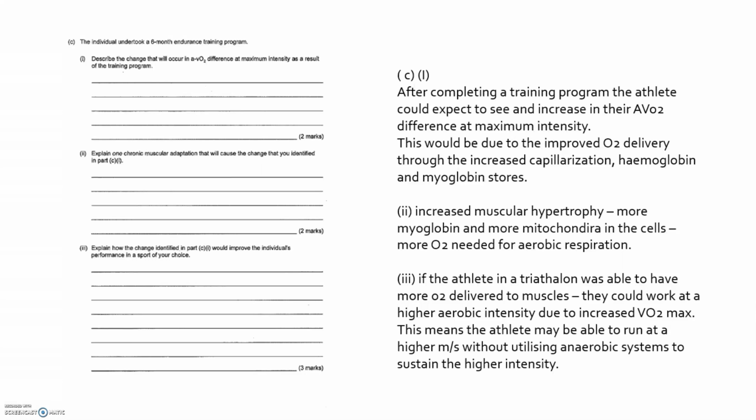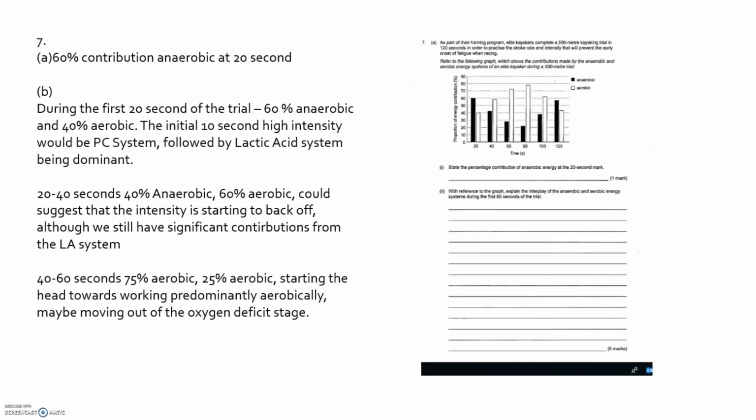Third one, identify how the change would improve the athlete's performance. So we know if the athlete is getting more oxygen to its muscles, it can work aerobically at a higher intensity. So if an athlete in a triathlon was able to deliver more oxygen to their muscles, they could work at a higher aerobic intensity due to an increased VO2 max. This means the athlete may be able to run at a higher meters per second without utilizing anaerobic systems, to sustain higher intensity without fatiguing. 3 marks, good knowledge of the content.